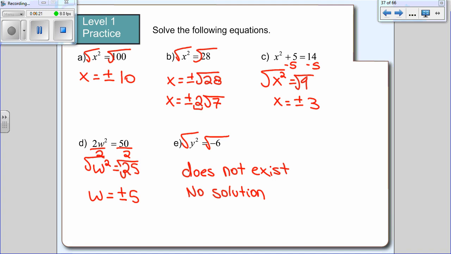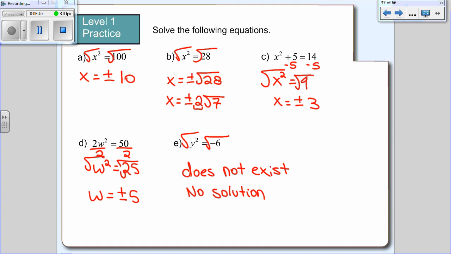Awesome. Hopefully those first 4 were pretty smooth sailing. The fifth one, not so smooth sailing. You had y squared equals negative 6. So you square rooted both sides. What happens when you square root a negative number? Yeah, it's not a real answer.